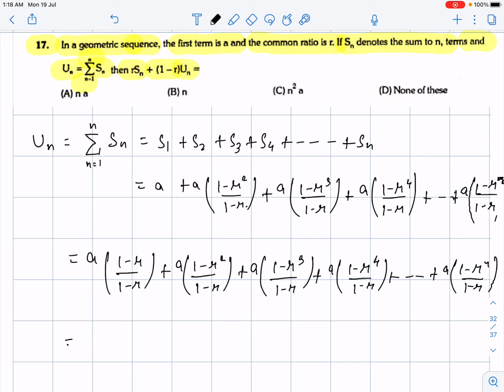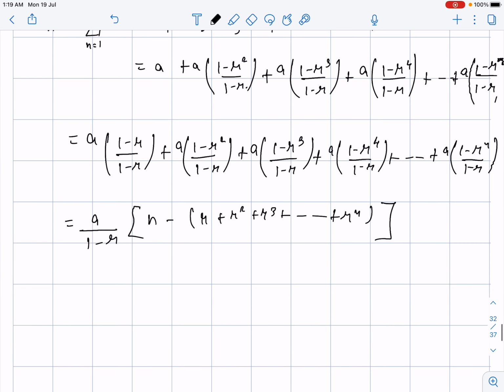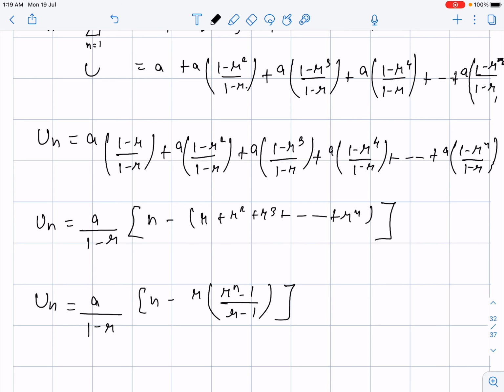Now guys, what we may see, a upon 1 minus r can be taken common by me. So we'll be having what? 1 written for n times, that will be generating n, minus r plus r squared plus r to the power 3 goes on up to r to the power n, which is generated over here, and that's a GP. And we know how to sum up the GP. So it will become a upon 1 minus r multiplied by n minus r into (r to the power n minus 1) divided by r minus 1, because we have n terms in that GP. This is the value of Un we have derived over here. Hope you guys have understood my point.